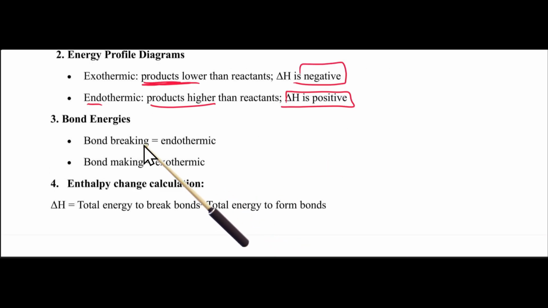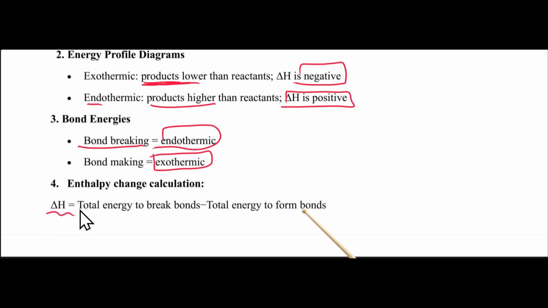Let's talk about when you are calculating the bond energies, you need to remember that bond breaking is an endothermic reaction. So whenever you are calculating the bond energies for the reactants, it means that is endothermic. And for the products, it's always exothermic, because new bonds are formed. So that is an exothermic reaction. And whenever you are calculating the enthalpy change, first you have to calculate the endothermic, that is bond breaking in the reactants, and then you have to subtract the total energy of the bond making in the products. I hope this is clear to you. So delta H is equal to total energy to break the bonds minus total energy to form the bonds.